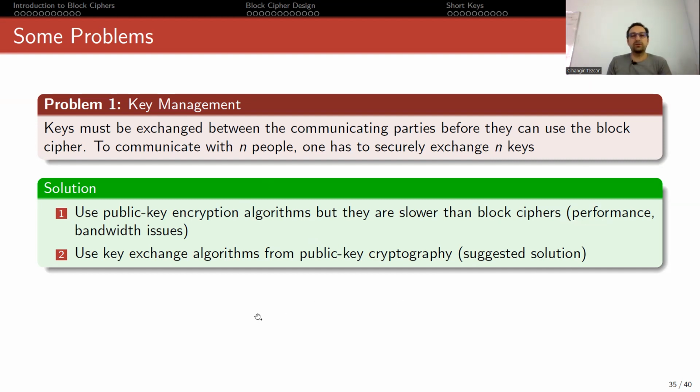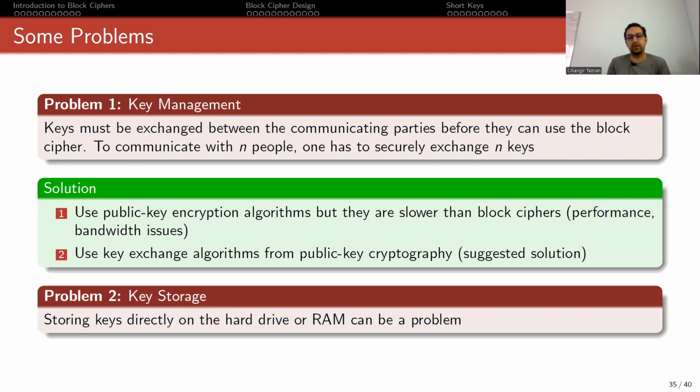The second solution is the most preferred solution. Use key exchange algorithms like Diffie-Hellman key exchange, then use a block cipher like AES. So this problem is solved. This is actually what you do when you visit a web page. Using a Diffie-Hellman like key exchange algorithm, you agree on a secret key, then start using it with AES, for instance.